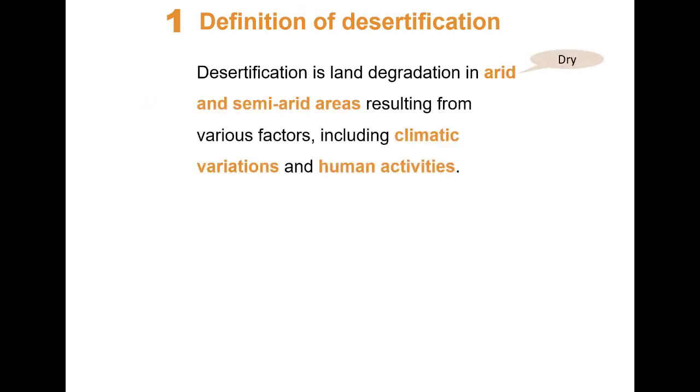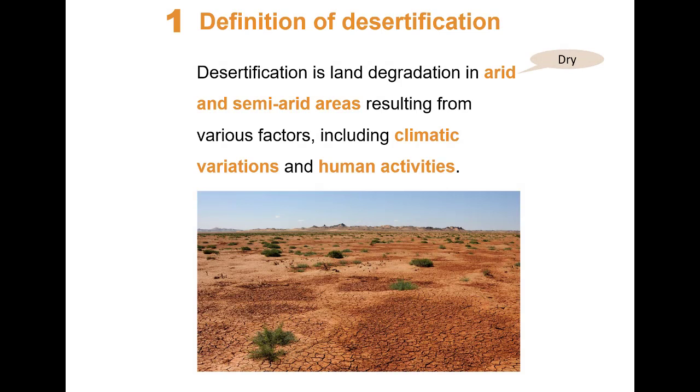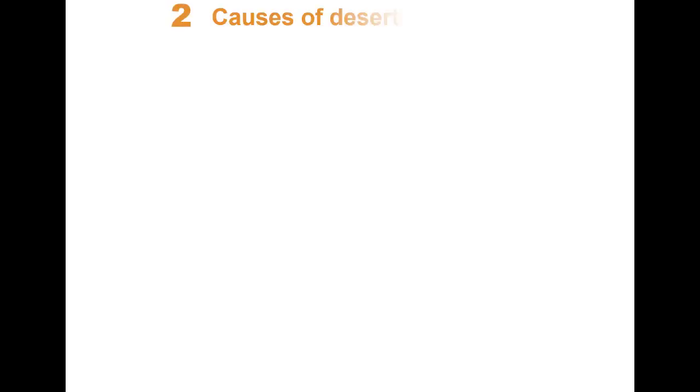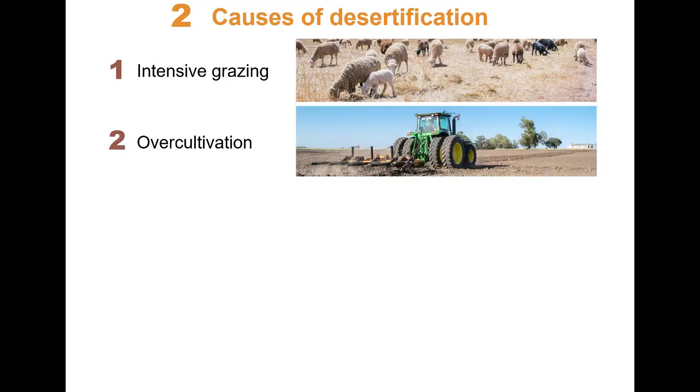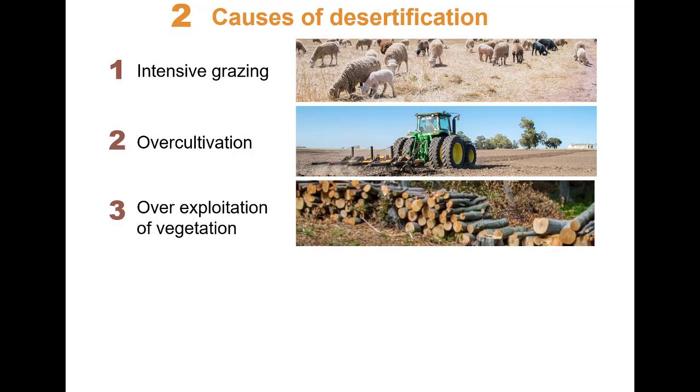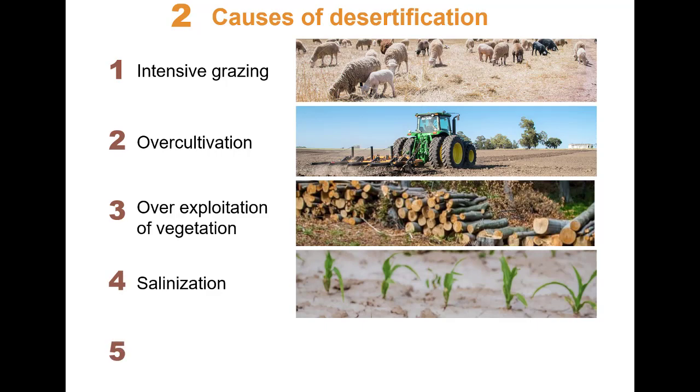Desertification is land degradation in arid and semi-arid areas resulting from various factors including climatic variations and human activities. There are 5 physical processes contributing to desertification, namely intensive grazing, overcultivation, overexploitation of vegetation, salinization, and drought.